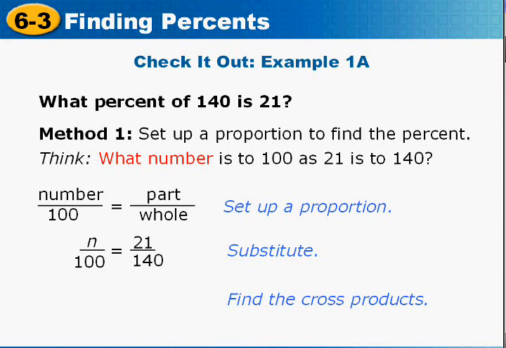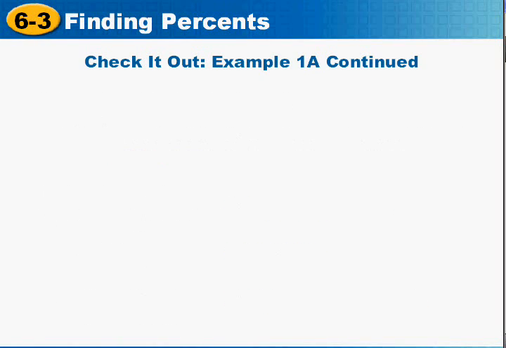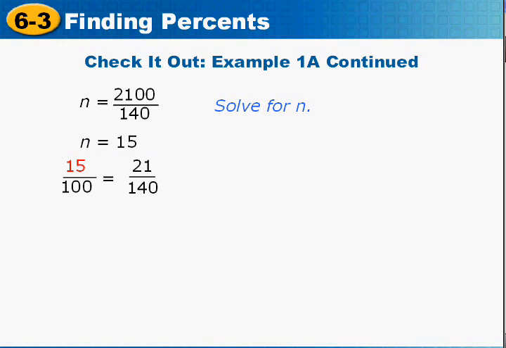Cross multiply to get your equation. N times 140, 100 times 21 gives you 2100. N times 140 equals 2100. In order to solve for n, you're going to have to do the inverse operation. So you get rid of the 140, which is occupying the n, by doing the inverse operation. N equals 15.